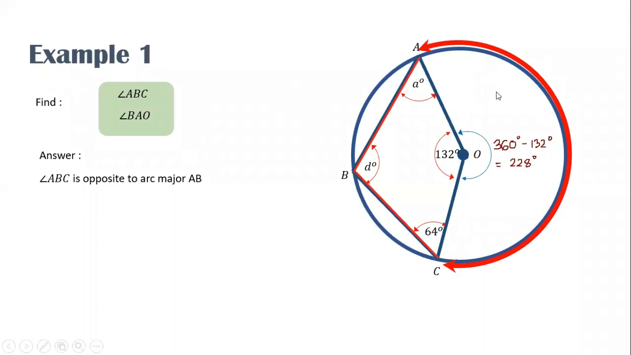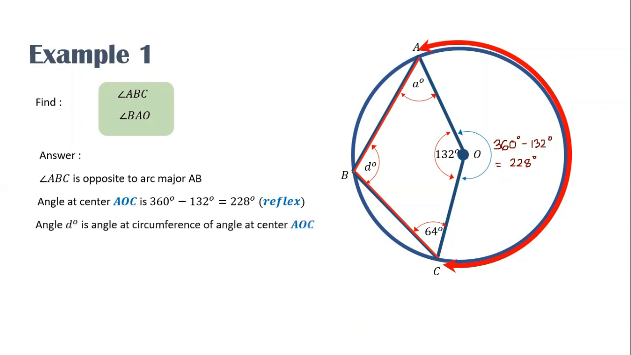Next, angle at center AOC is 360 degrees minus 132. We got 228 degrees as a reflex angle, right? Angle D degrees is the angle at circumference of angle at center AOC. It means D degrees is half times 228 degrees. We got 114 degrees. Very easy, right?